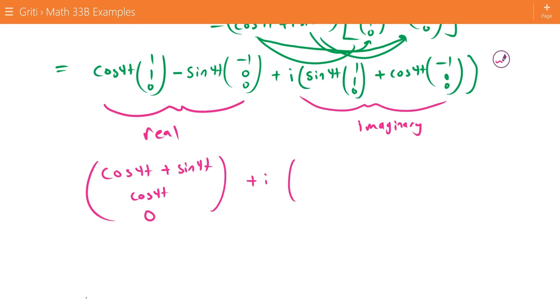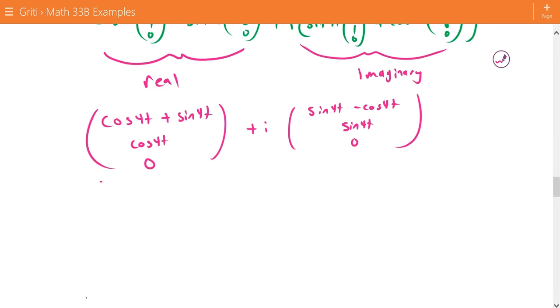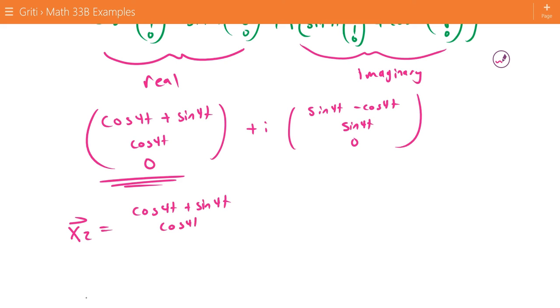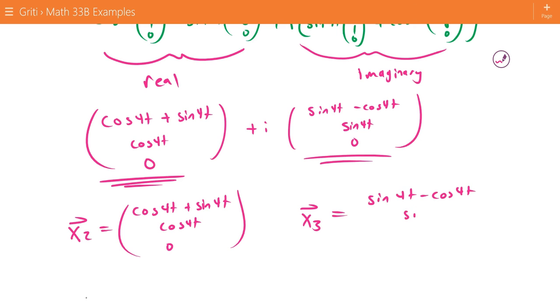And then we have sine 4t minus cosine 4t, and we have sine 4t and 0. So this real part is going to be one solution, so we'll call this x2. x2 is going to be (cosine 4t plus sine 4t, cosine 4t, 0). And then this imaginary part, x3, is going to equal (sine 4t minus cosine 4t, sine 4t, 0).